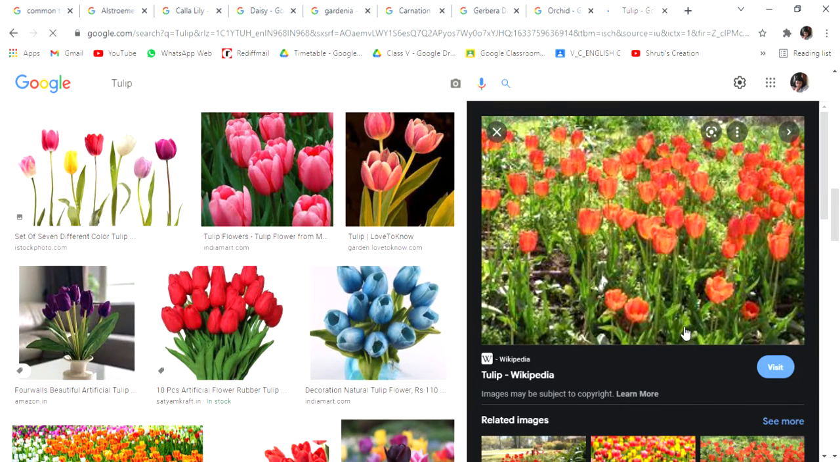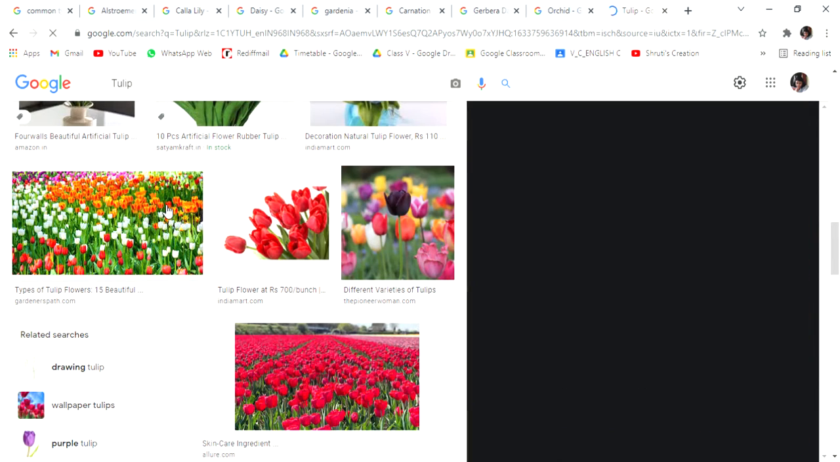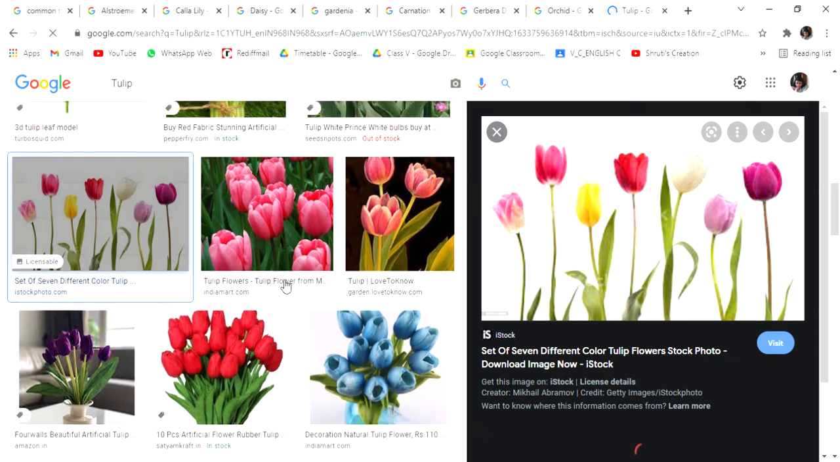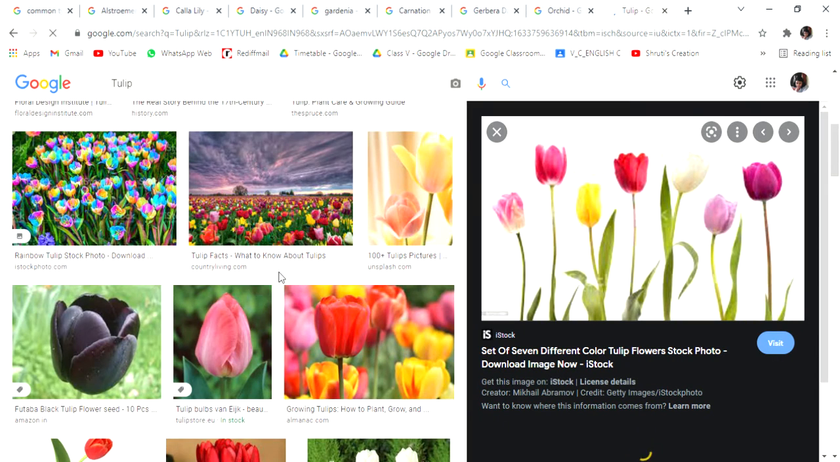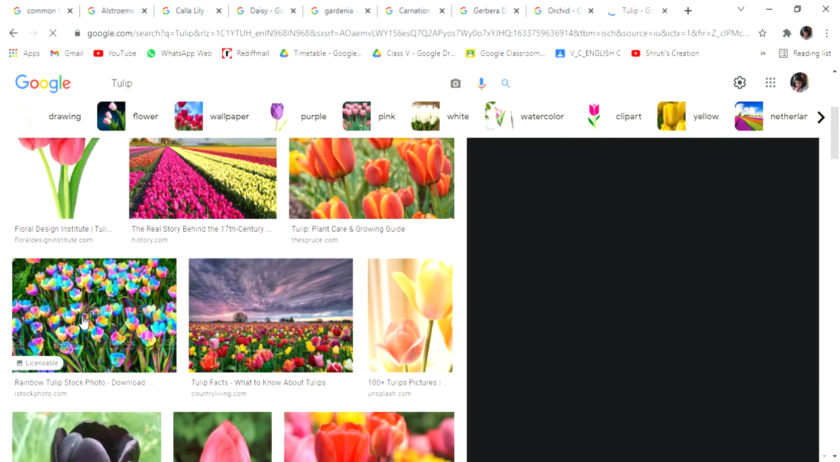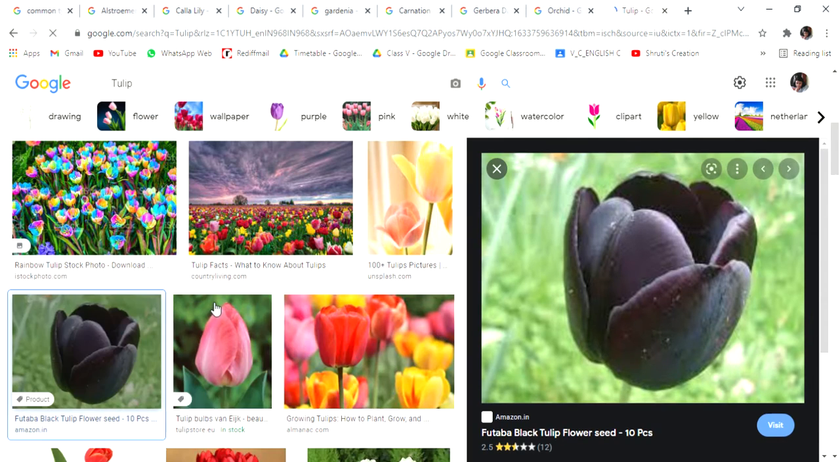And this is a tulip, and let me show you many types of tulip. White tulip, many tulips are there. Let me show you rainbow tulip, which is really nice. Rainbow tulip. Yes, sorry, it's a black tulip.